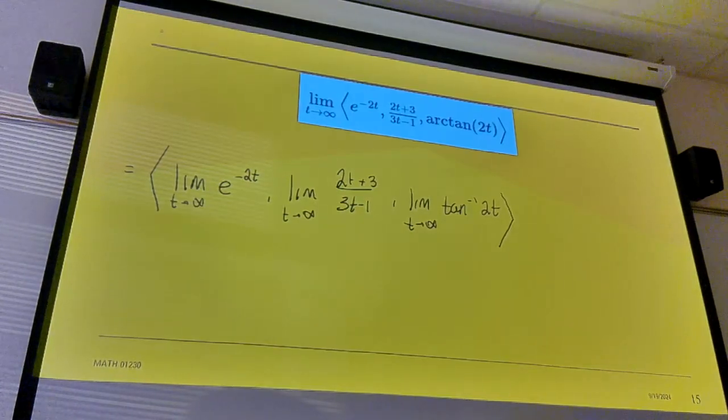So what is that first limit? What is that second limit? 2/3. No. Pi over two.